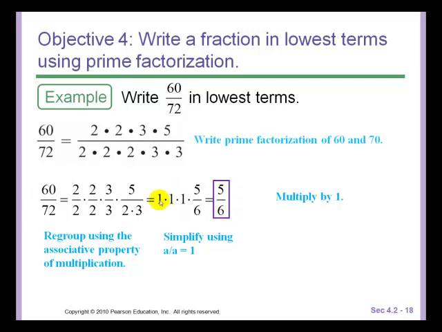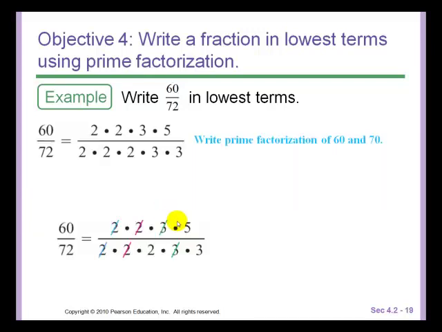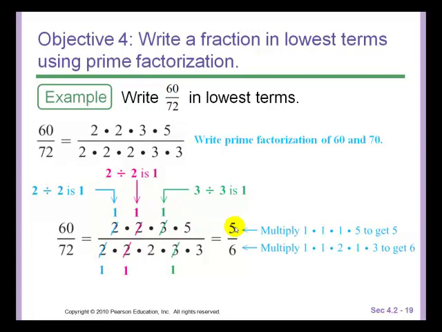Most people don't take the time to rewrite these fractions as 1. Instead, what they do is they use slashes, and they slash through the pairs on the top and bottom. Note, 2 divided by 2 is 1, 2 divided by 2 is 1, and 3 divided by 3 is 1. And then they multiply. 1 times 1 times 1 times 5 is 5, and 1 times 1 times 2 times 1 times 3 is 6.